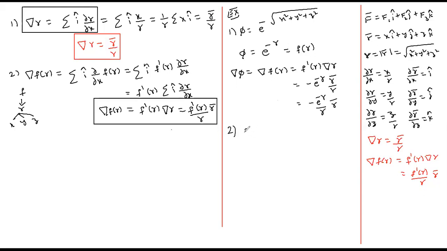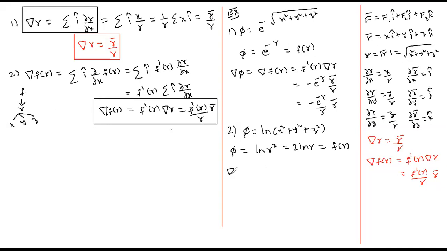Now I also give one more problem. Phi equal to log of x square plus y square plus z square. How do you identify this x square plus y square plus z square? It is r square. So what is log r square? It is 2 log r, which is nothing but f of r. Is it okay? Am I right? Yes, sir.